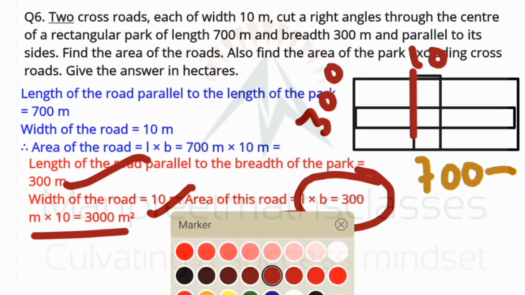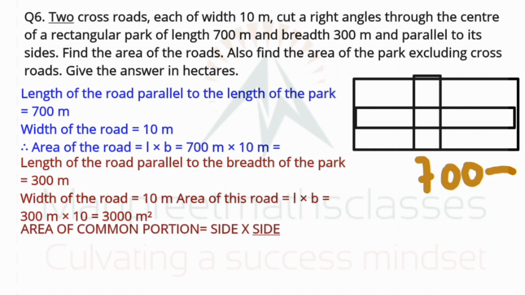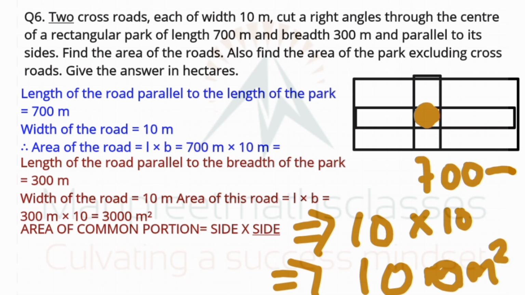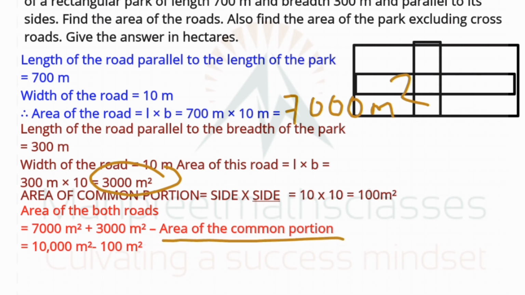Now our next step is to calculate the area of this common portion. This common portion is in the form of a square, I explained to you in the starting. So side into side, 10 into 10. So 10 tens are 100 meters square, which is the area of the common portion. Now we'll calculate the area of roads. Area of both the roads is equal to the area of this first road which we calculated, plus the area of the second road, 3000 meters square, minus the area of the common portion. Why are we subtracting it? Because it is coming two times.